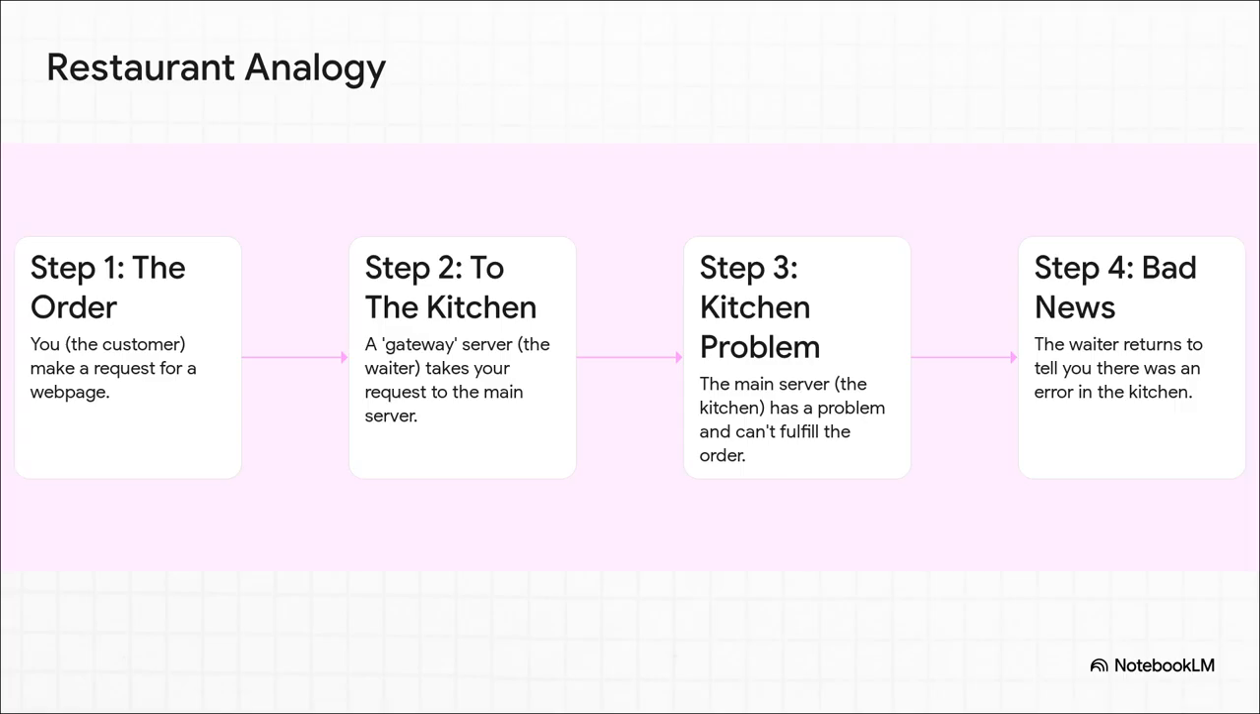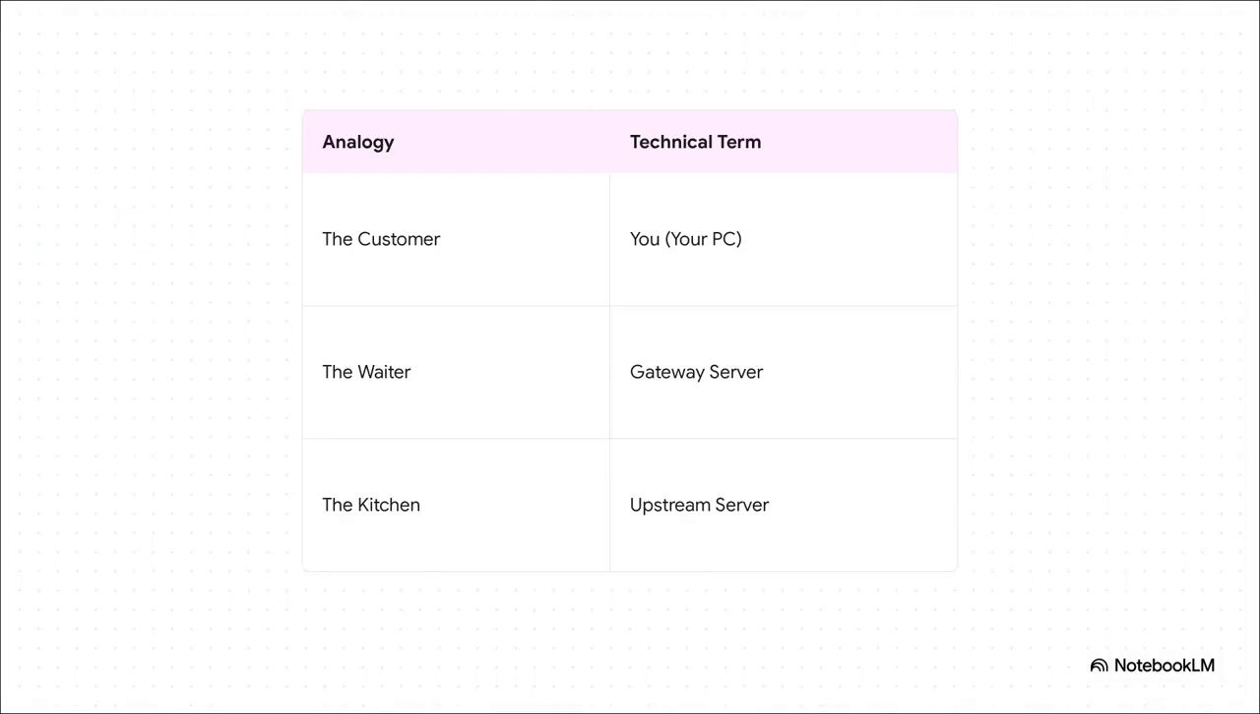But what if the kitchen is totally swamped? Or maybe it's run out of an ingredient. It can't make your meal. So the waiter has no choice but to come back to your table and say, hey, sorry, there's a problem in the kitchen. That's a 502 error. The waiter, our gateway, is telling you it got a bad response from the kitchen. So let's just connect those dots one more time. You're the customer using your PC. The waiter, the first server your request talks to, is the gateway server. And the kitchen, the server that's further up the stream of information, well, we call that the upstream server. The gateway is bad because it got a bad or invalid response from that upstream server.